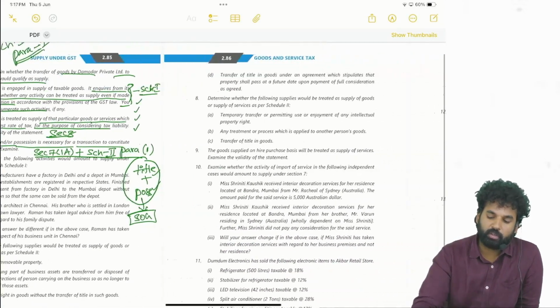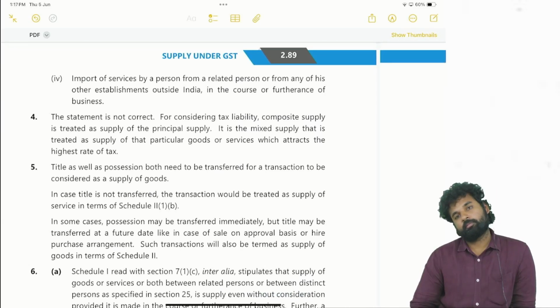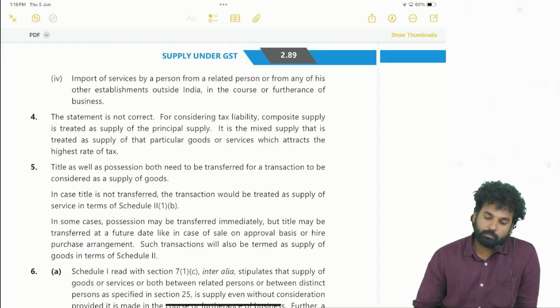Look at the answer for 4 and 5. Shall we move further?